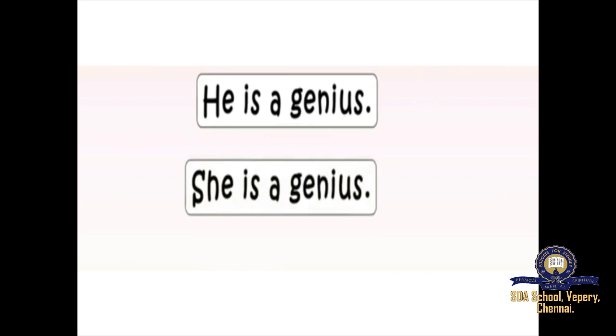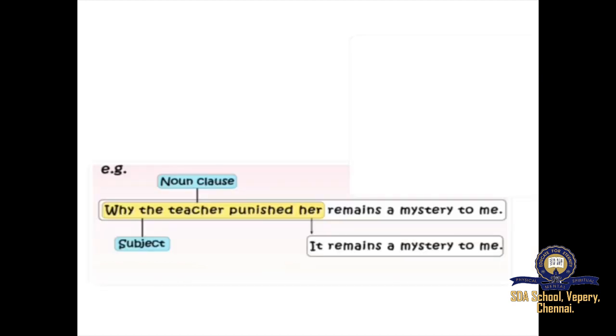Let's see another example. Why the teacher punished her remains a mystery to me. Here, why the teacher punished her is a noun clause because why is the subject. Now, let's replace the clause with the noun it. How does it look? It remains a mystery to me. Yes, the sentence still remains sensible, right? Therefore, it's called a noun clause.